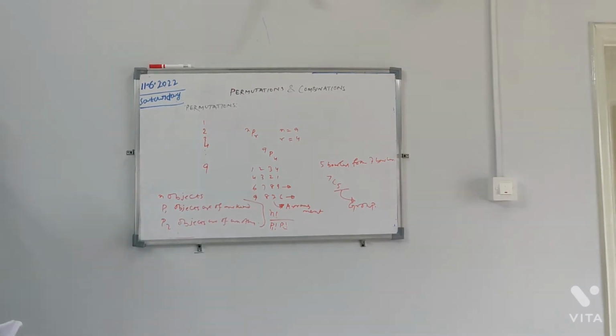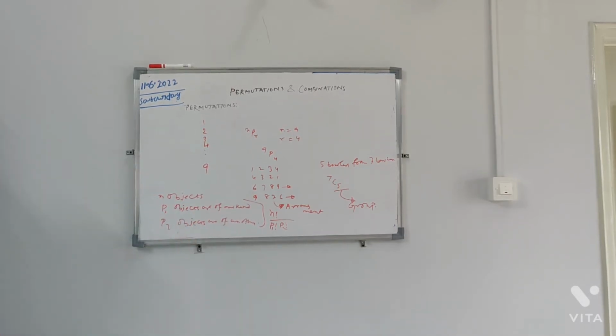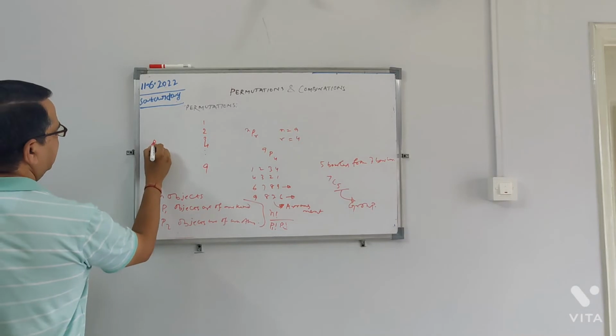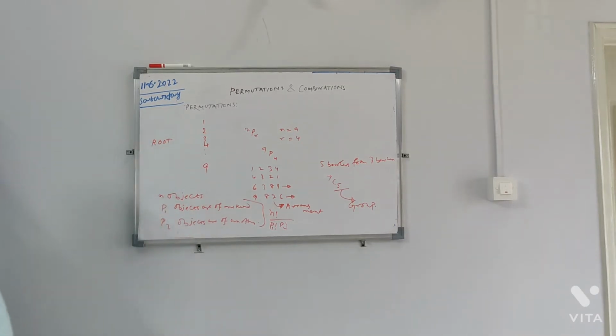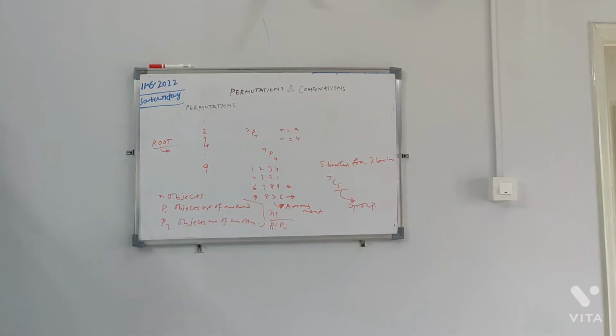If there is a repetition, the count will reduce. This will be used in probability also. Permutation and combination are used in probability, in Bayes' theorem and Bernoulli's trials. Combination is used in Bernoulli's. You have to look into those things again.